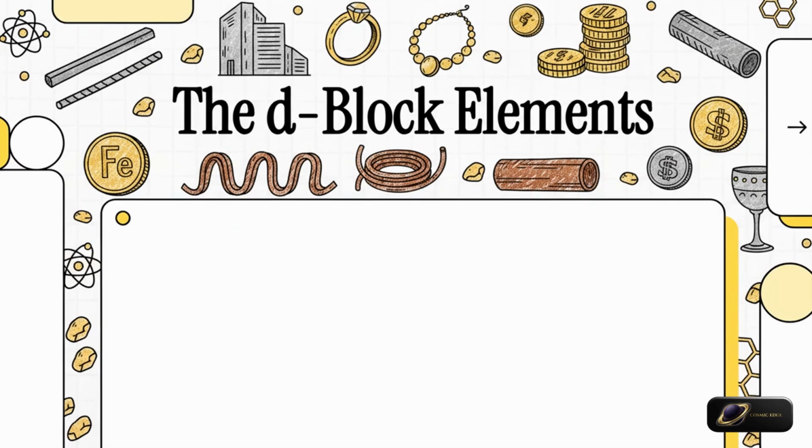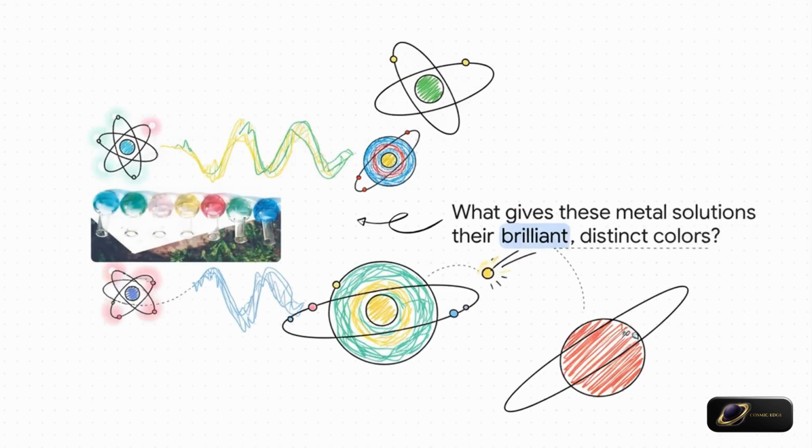All right, let's talk about the D block elements. These are the metals that have, quite literally, built our modern world. I mean, from the iron in our skyscrapers to the gold in our technology, they are everywhere. Okay, so let's just jump right in with a puzzle.